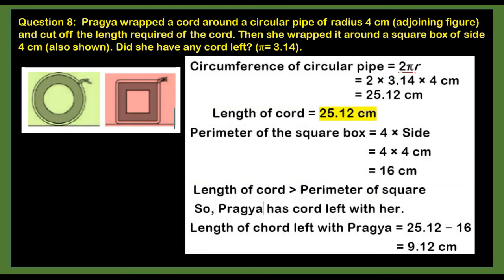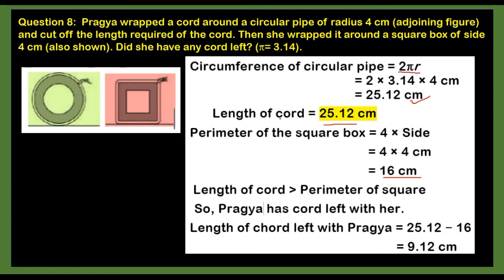It is 2 pi r. Putting the values, I get 25.12 centimeter. So I got the length of the cord as 25.12 centimeter. Now with the same cord, she wrapped it around a square box, and the square box has the side 4 centimeter. So perimeter of that square box will be 16 centimeter.